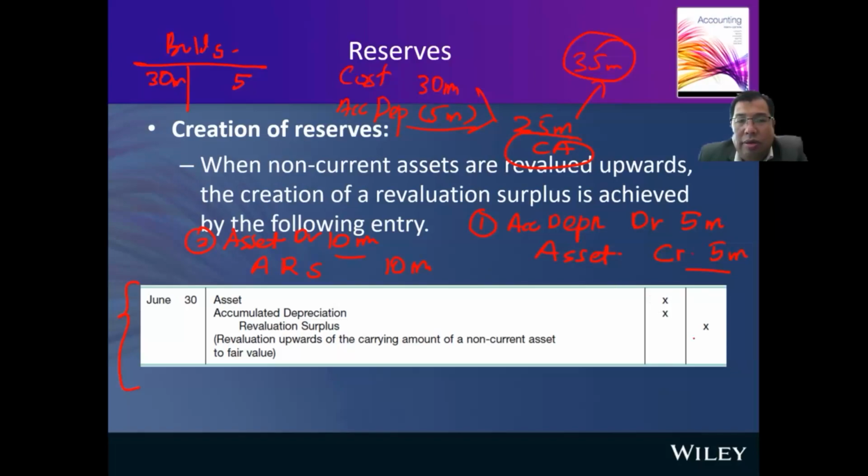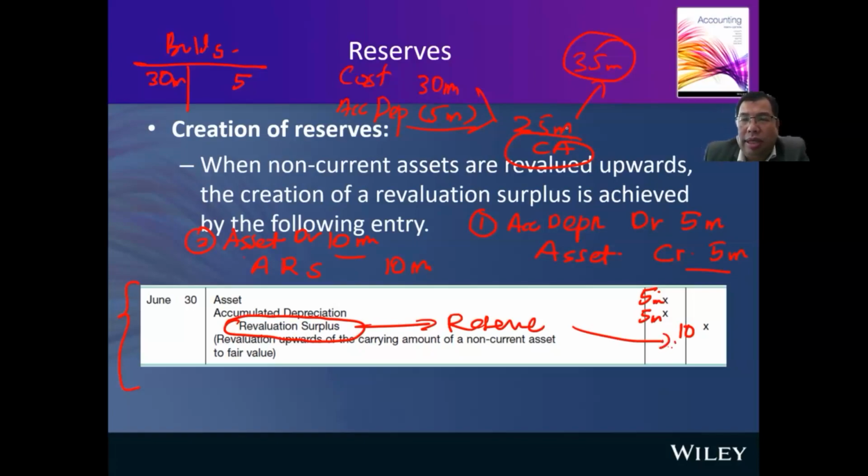The surplus will be 10 million. This one, asset will be 5 million, an increase of 5 million. This one is a reduction in accumulated depreciation by 5 million. But don't worry so much about this. The most important thing is you know that you will increase your revaluation surplus. This is your reserve, by 10 million. Why 10 million?